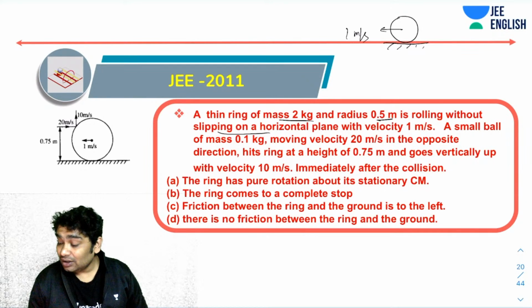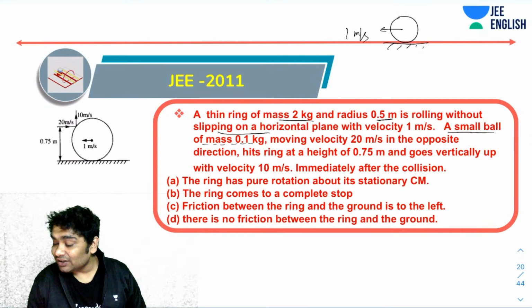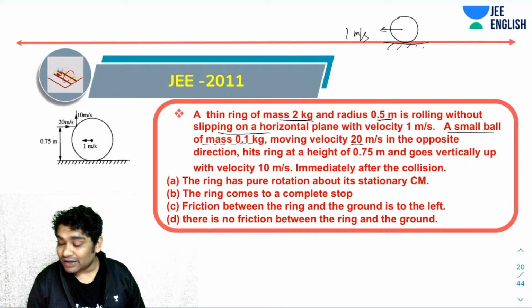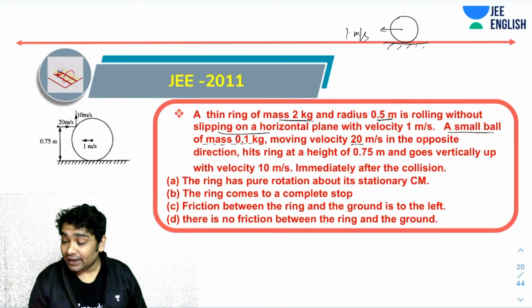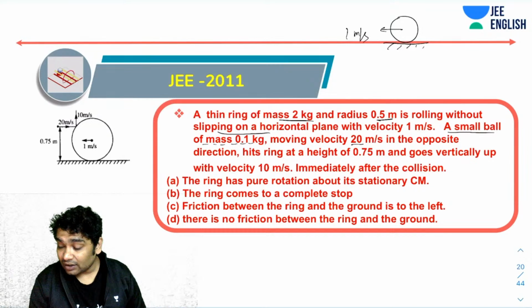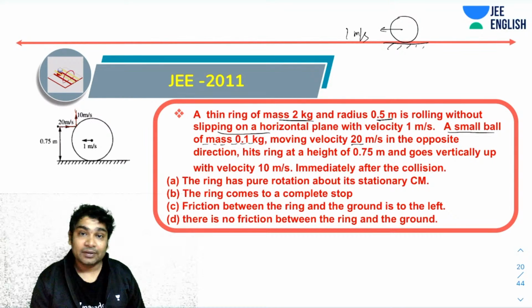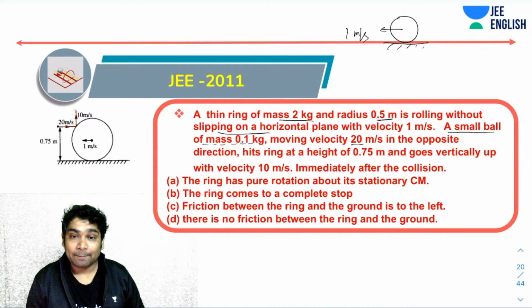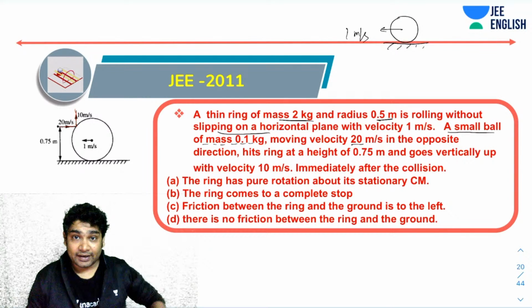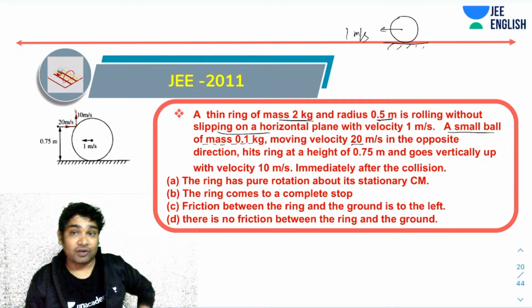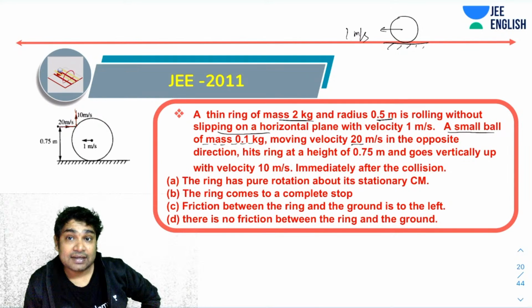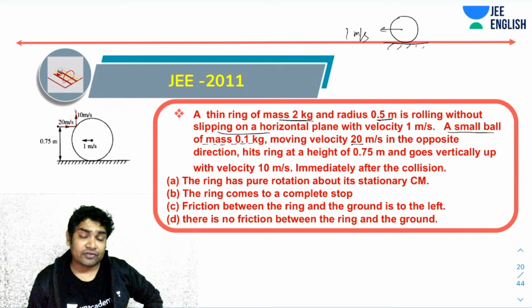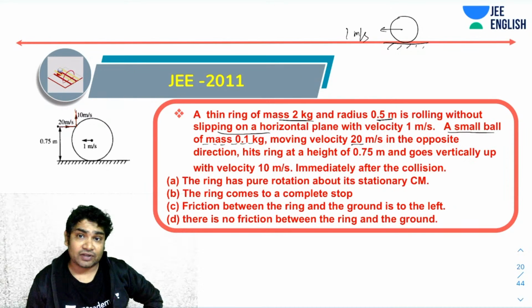Now a small ball of mass 0.1 moving with a speed of 20 meter per second in the opposite direction. So here is a ball which comes moving in the opposite direction. It ends up hitting this moving ring here and then it goes up here. It hits the ring and then goes vertically upwards. That is what has been told to you. Now, if this is the case, then what will happen immediately after this collision?